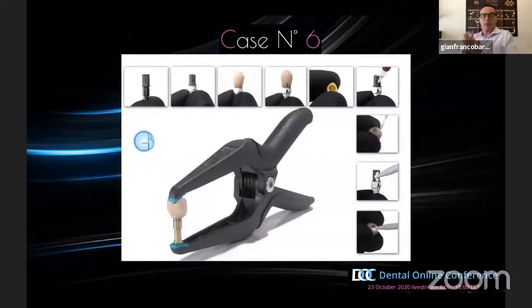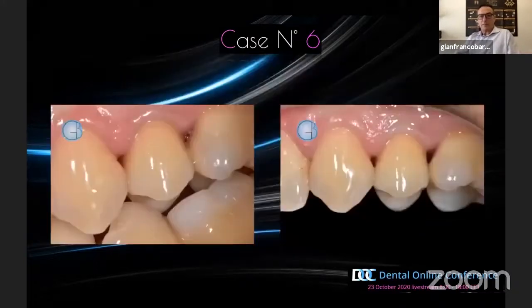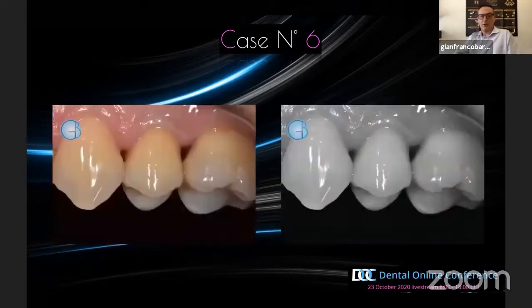After this, we are going to cement with respect to the recommended protocol, using the vitreous numeric cement. At the end, put in the mouth, and it looks like a natural tooth. The emergence looks very, very natural.